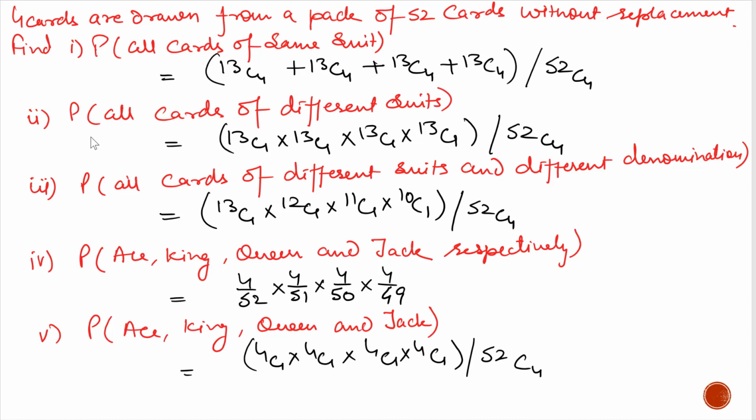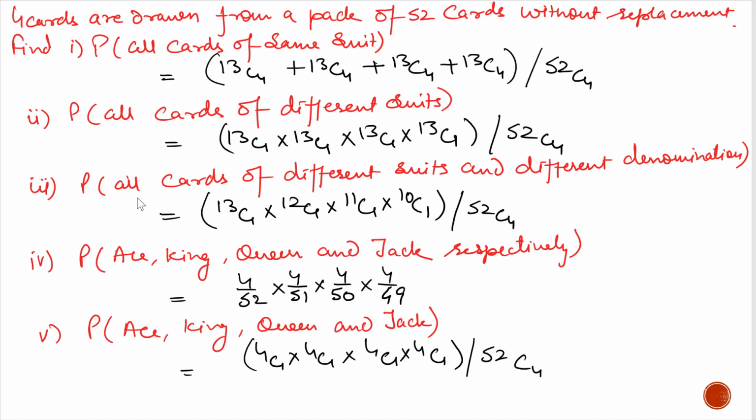Next part is probability of all cards of different suits. When we say different suits, this implies 1 heart, 1 diamond, 1 spade, 1 club. Total chances are 52C4. So when we say 1 heart, 13C1 and means multiply, then is 1 diamond, 13C1 and means again multiply. We need 1 club, 13C1. We are choosing 1 club out of 13. And last 1 spade, again we are choosing 1 spade out of 13, is 13C1.